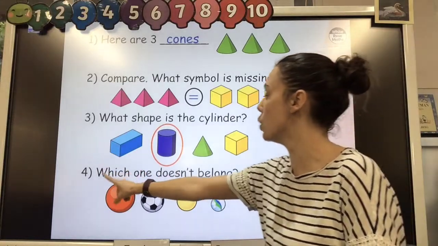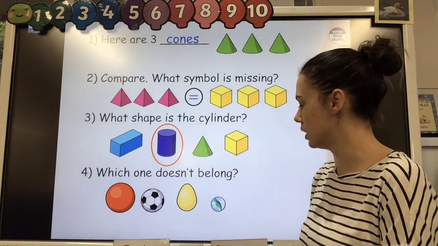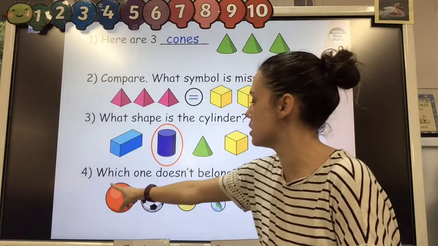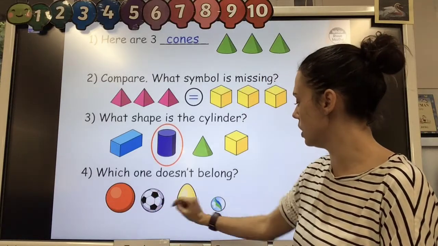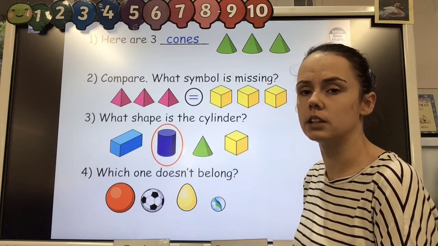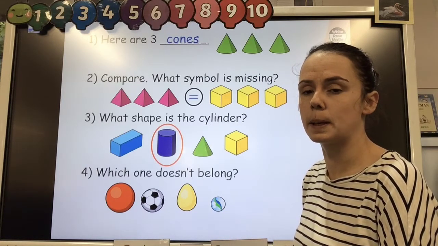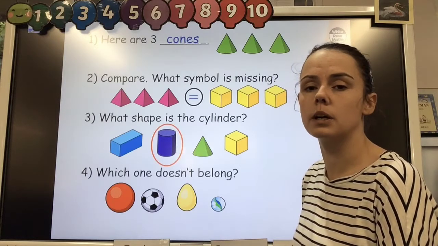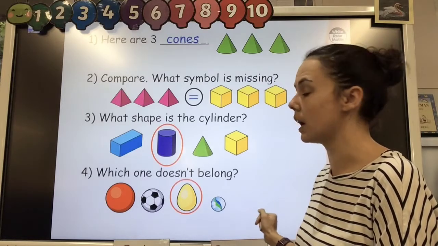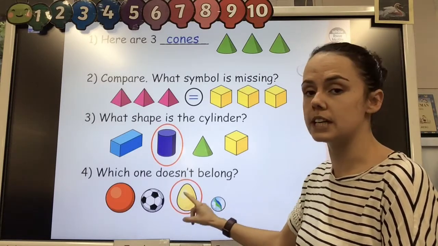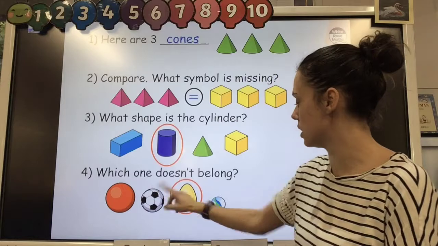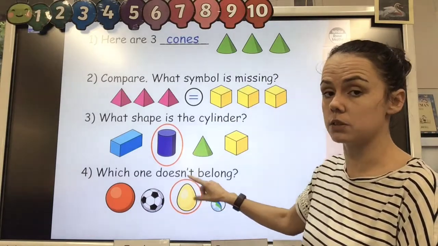Now our last question is, which one doesn't belong? So we've got a sphere, a football, an egg, and a marble. Which one of these doesn't belong there? What do you think? Are they all the same shape? Are they all the same size? Let's look. It's the egg, and the reason the egg doesn't belong there is because it's not round the same as these ones. These ones are all the way round, whereas this one is not very round. Well done.